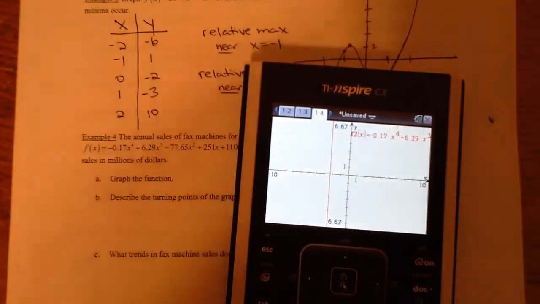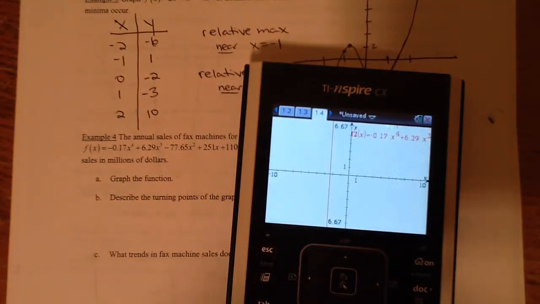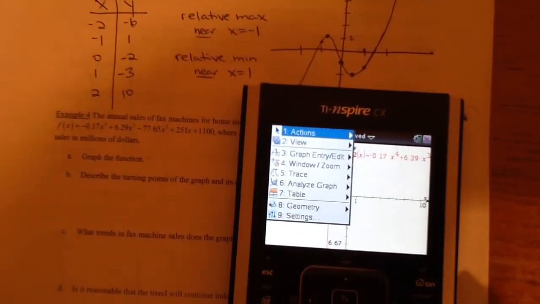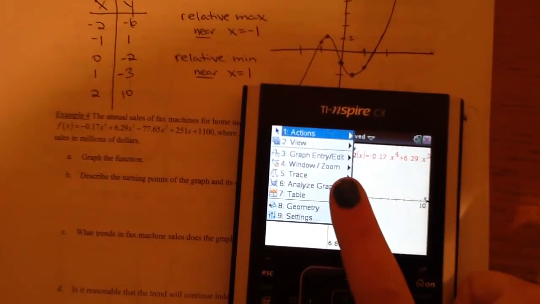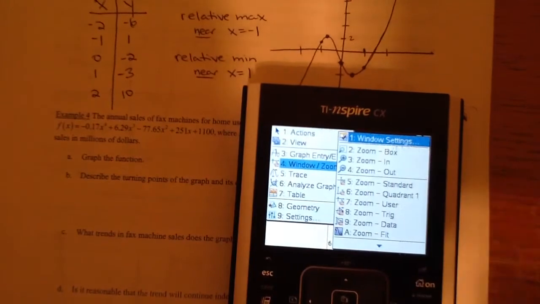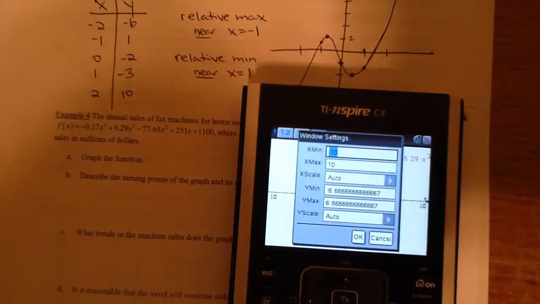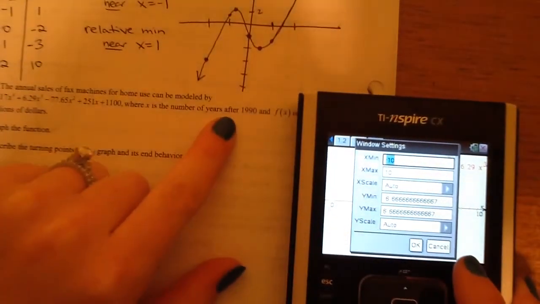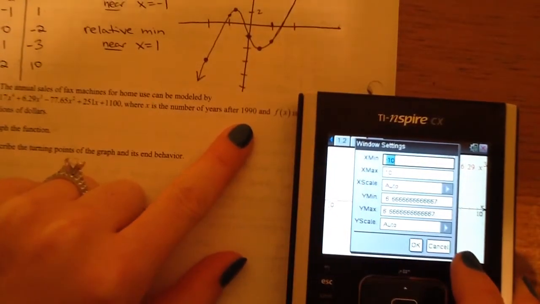Okay, so we really see a very, very limited amount on the graph here. So let's start with our window. Press the menu key, then we've got this nice window zoom key that we're going to go with, and we're going to do window settings because we're going to change the windows on our own. So, x-min, remember it says right here, x is the number of years after 1990.